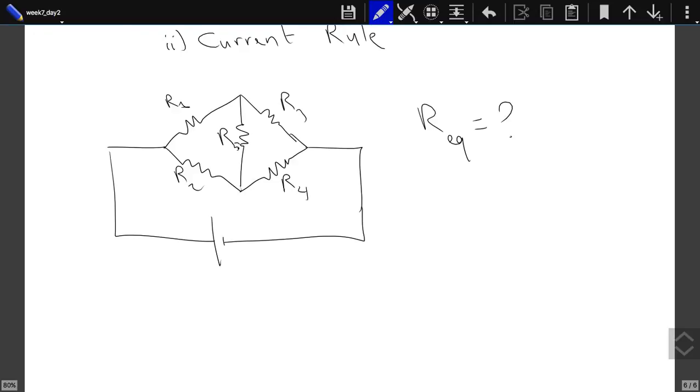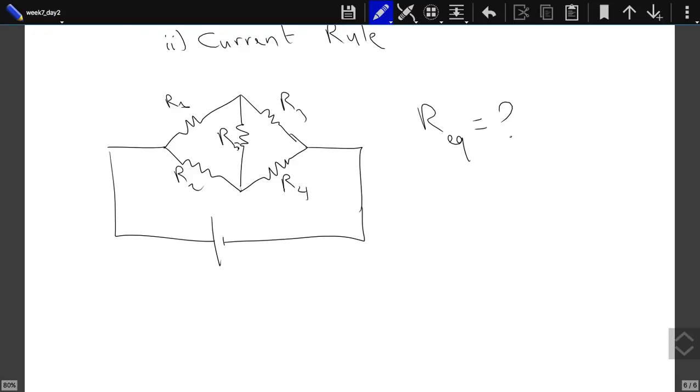Now your friend over here is just making this sign, saying that if the ratio of these two resistors is equal to the ratio of these two resistors, then there is no current running through this R5 and you can just remove R5. But of course, in general, if the ratios are not equal, you cannot do that. If you cannot remove R5, there is no simple way of solving it. But still, Kirchhoff's rules will be valid.